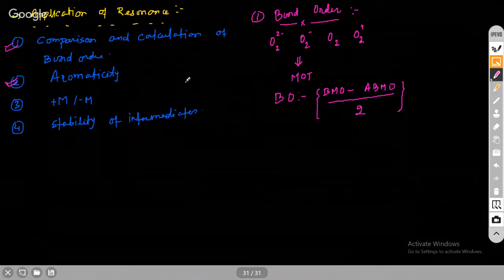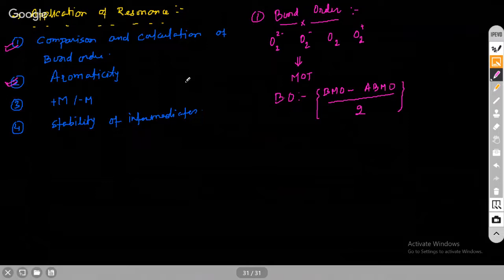But here, since we are talking about application of resonance, for the molecule in which resonance is applicable, how do we calculate the bond order of that? Suppose I give you formic acid or formate ion, and I ask you to calculate the bond order of the CO bond in formate ion, then what is the answer? That is what we are going to discuss today.